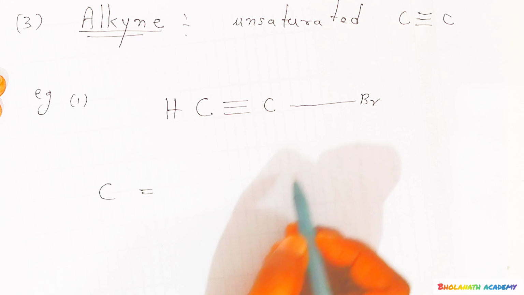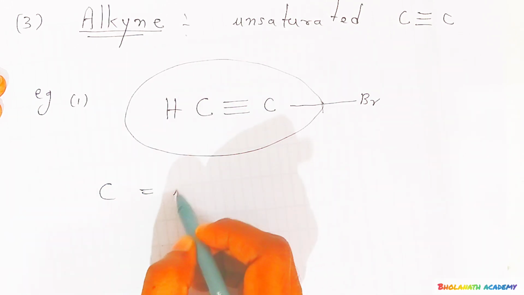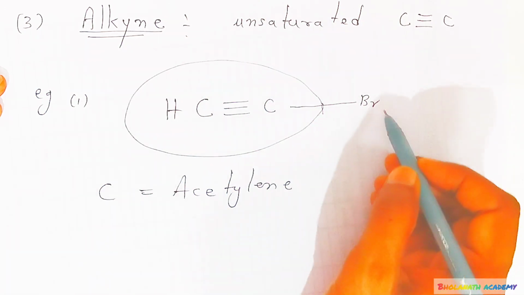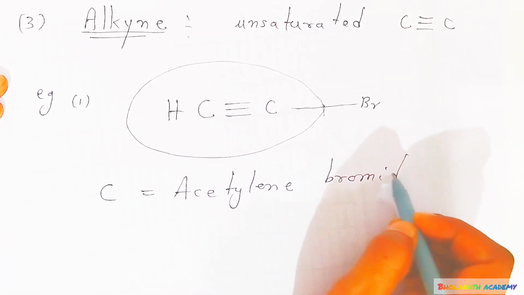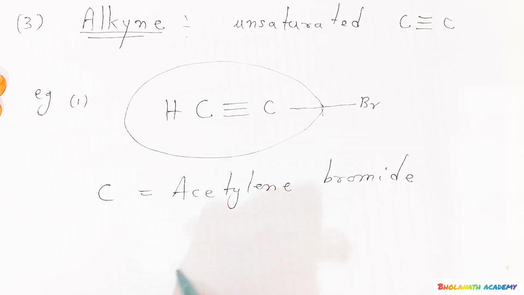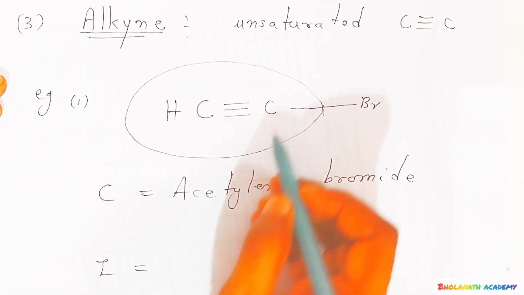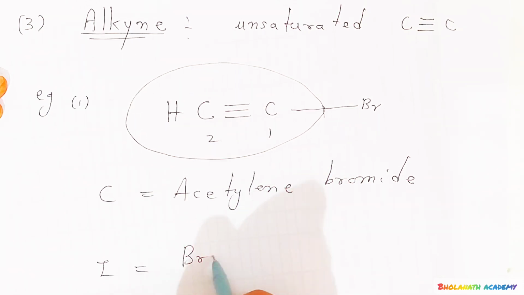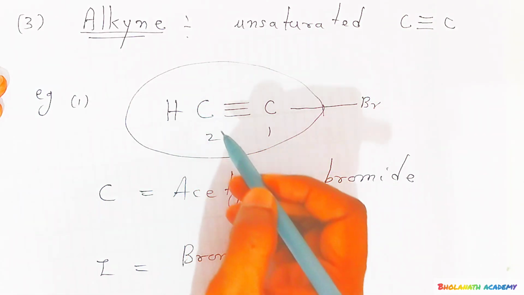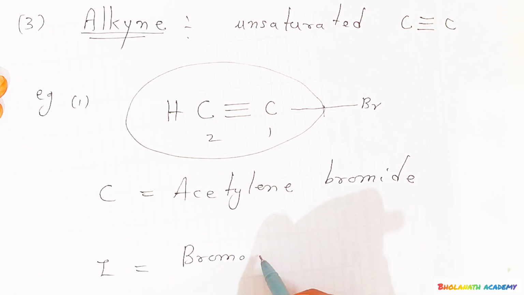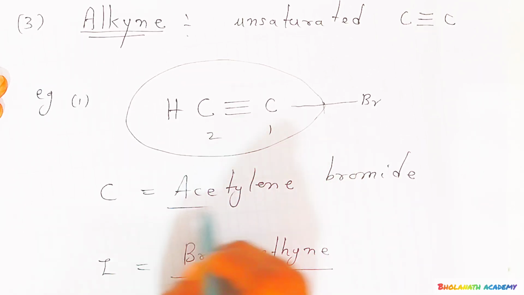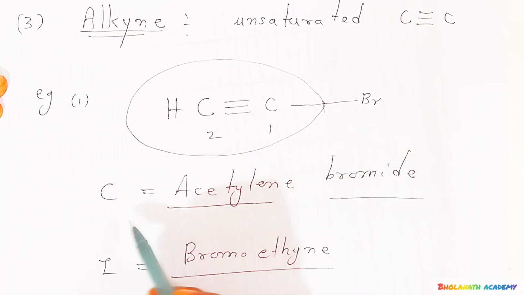What will be the common name, students? Since which type of alkyl? Here it is acetylene. The alkyl name will be acetylene, and this is bromide. Acetylene bromide will be the common name of this halogen derivative of alkyne. Now what will be the IUPAC name? We have to start numbering from here. Bromine is attached on this side, so this is bromo. And if there are 2 carbons containing a triple bond, we call it ethyne, Y-N-E. So bromoethyne. Acetylene bromide is the common name, and bromoethyne is the IUPAC name.